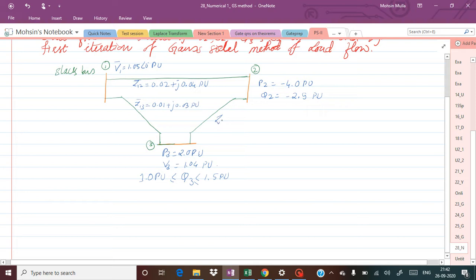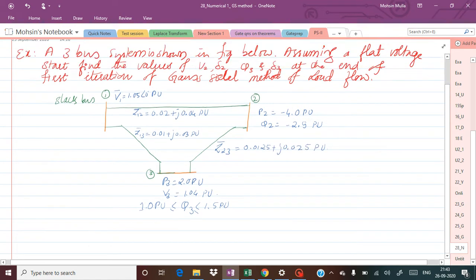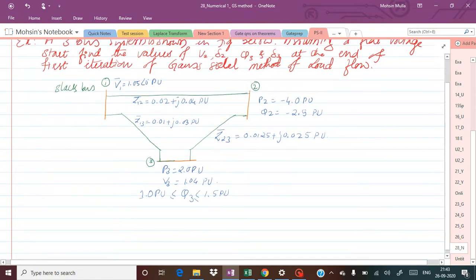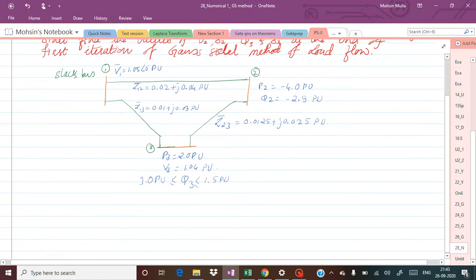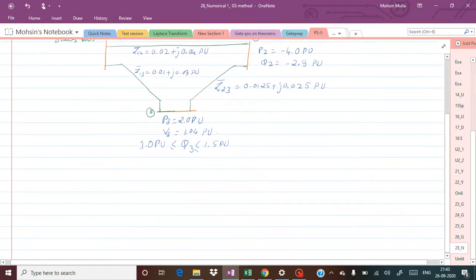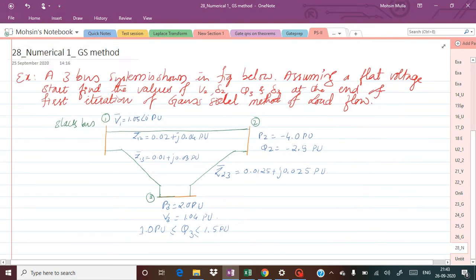Similarly, between bus 2 and 3, Z23 is 0.0125 plus j0.025 per unit. Okay, so this value is given here. Now, these are the information specified along with the buses, and we need to determine the required values here: V2, del 2 and Q3, del 3.